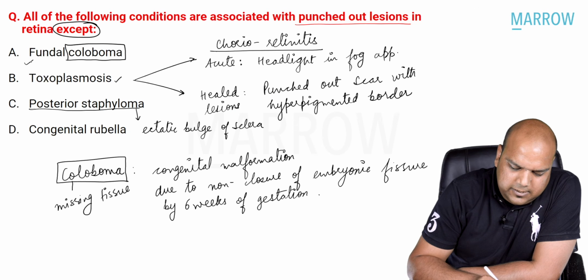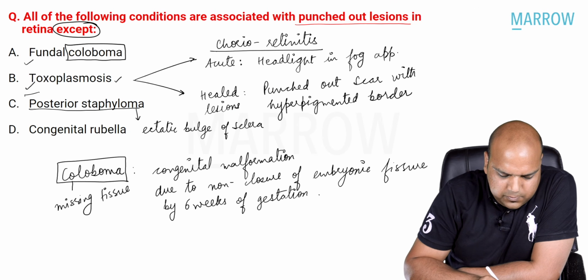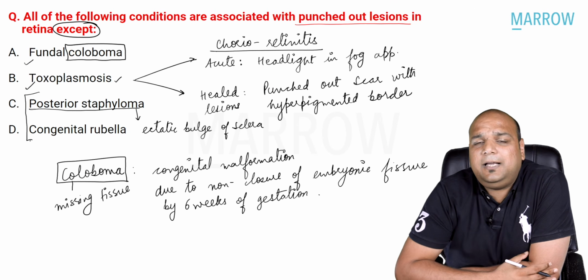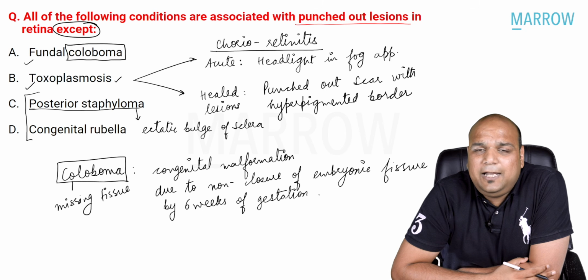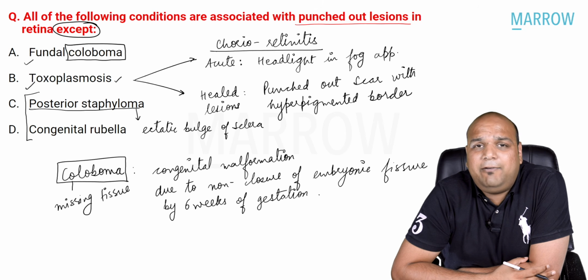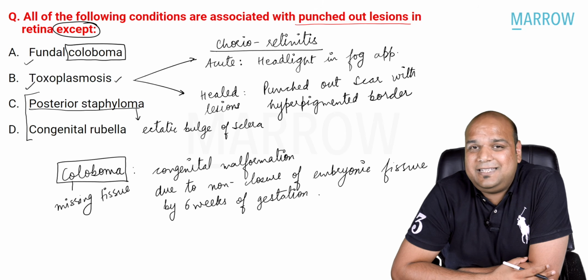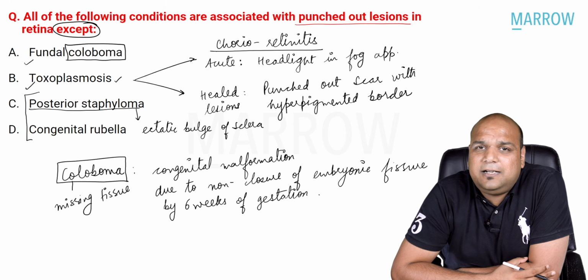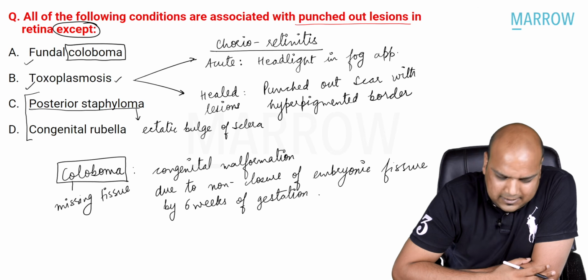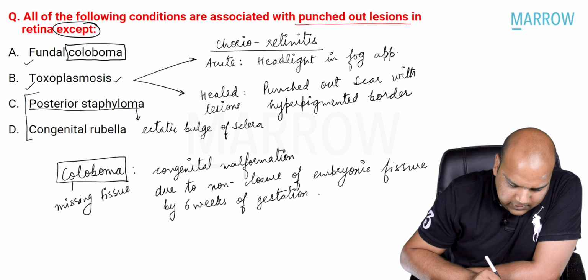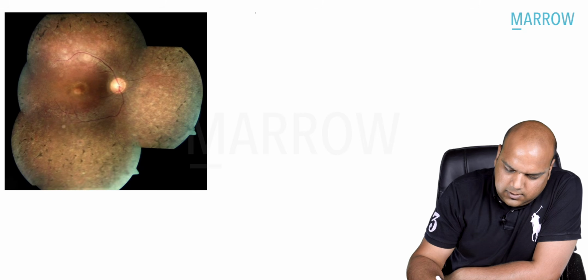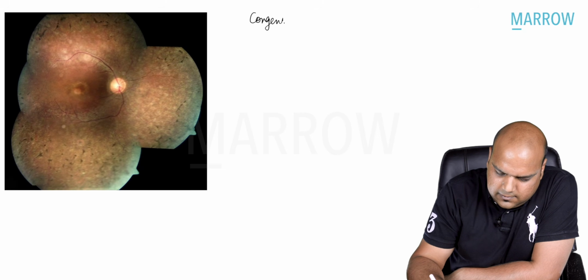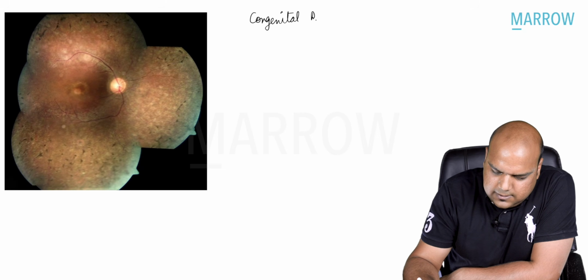Two options are clear to me. Now I am confused between two options, posterior staphyloma and congenital rubella. So had I known about congenital rubella, I would have had to assume, based on the explanation I just gave about posterior staphyloma, that it can be considered a punched out lesion. Let us see congenital rubella syndrome if we don't know it. Okay. So congenital rubella syndrome.